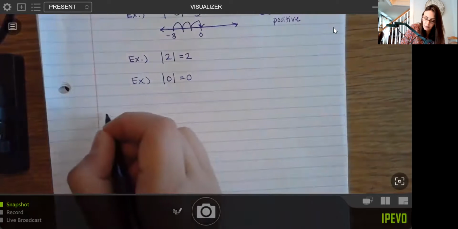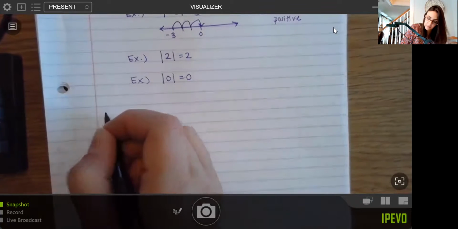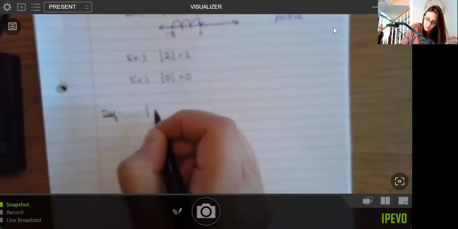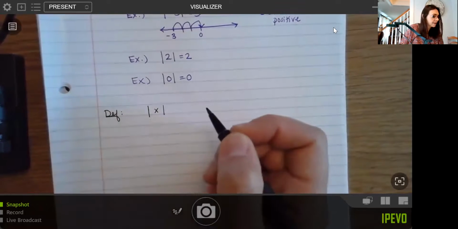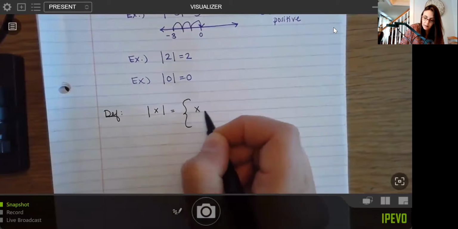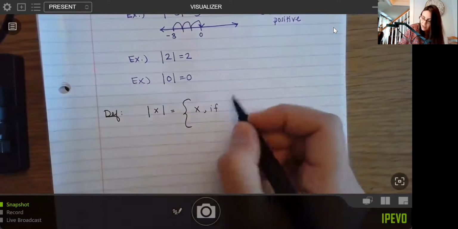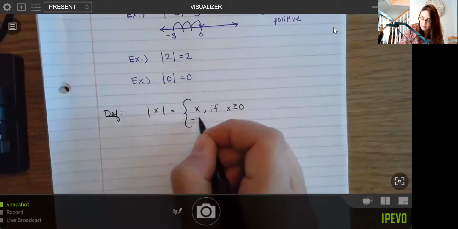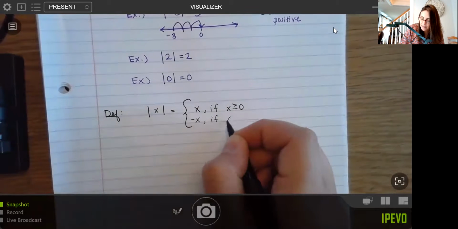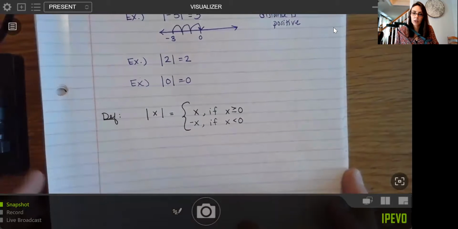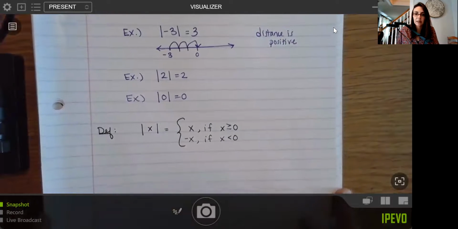So here is another formal definition for the absolute value. The absolute value of a variable x is equal to x if x is greater than or equal to 0, or -x if x is less than 0. So what does this mean? It's actually the same thing I just told you. It's just, again, a little bit more formalized here.